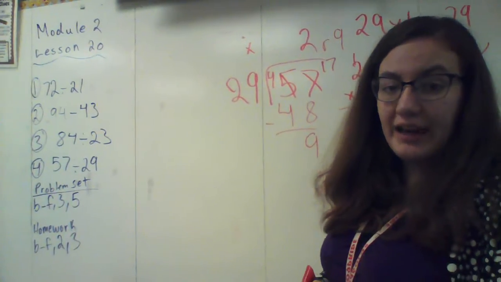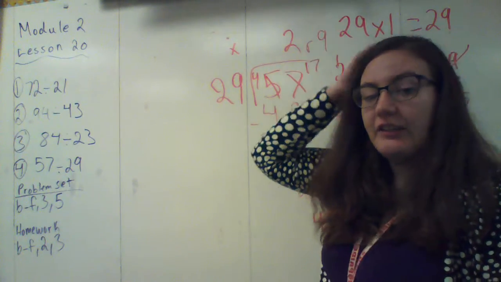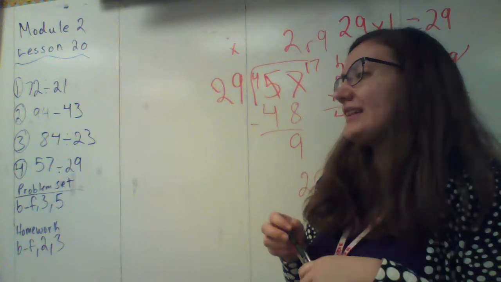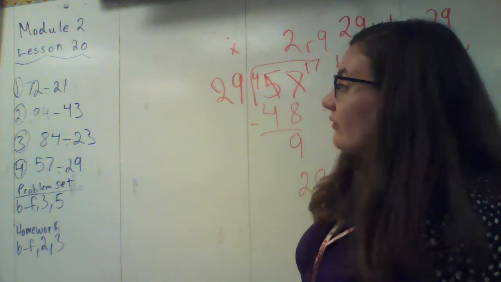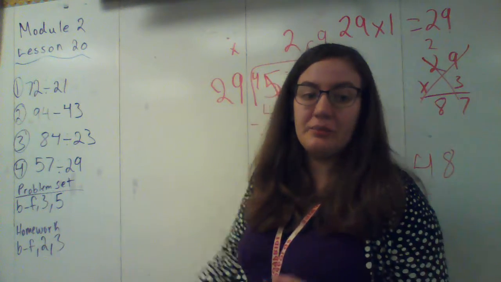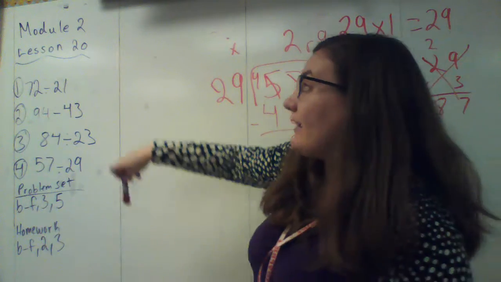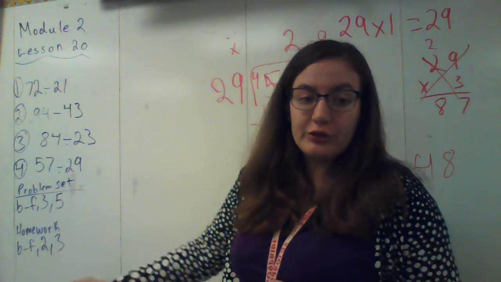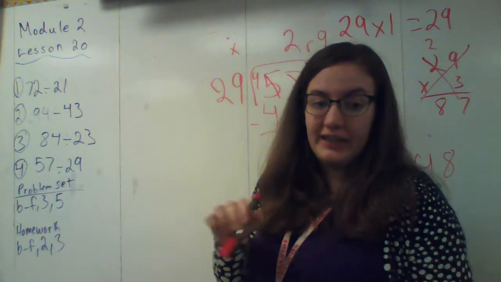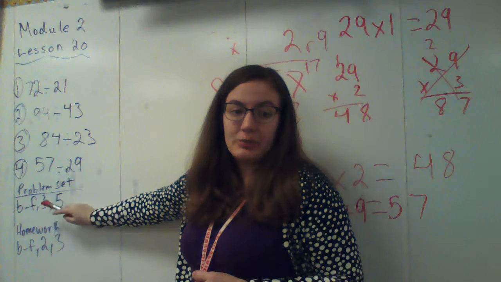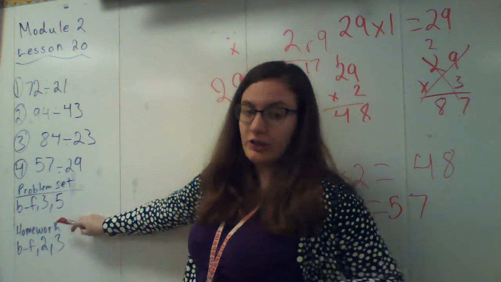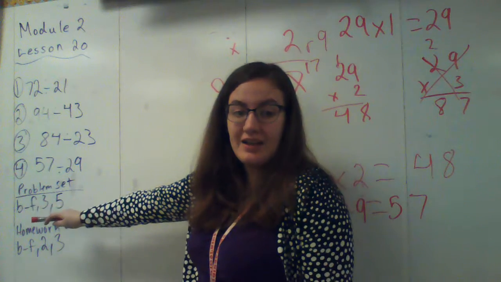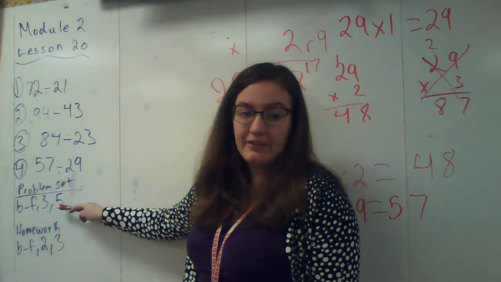Again, if you have any questions about any of these problems, please make sure you're asking and raising your hands. Don't just leave it until the problem set or the homework set to ask for help. And then for your problem set today, it's going to be a little bit different. So you're working on the lesson 20 problem set, and you're going to be doing B through F, which is just basically the whole first page. And then the back page, you're going to do problems 3 and 5. So you're not doing all the word problems, but you are doing some of them. So circle B through F, and then you're doing problems 3 and 5.